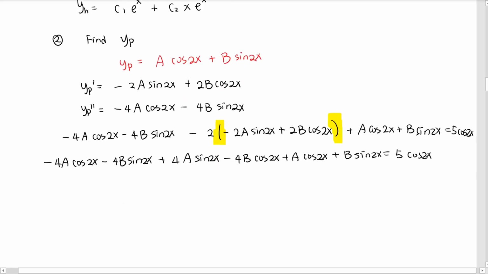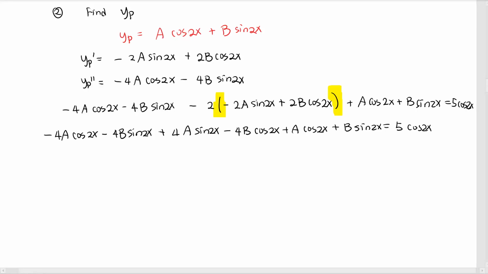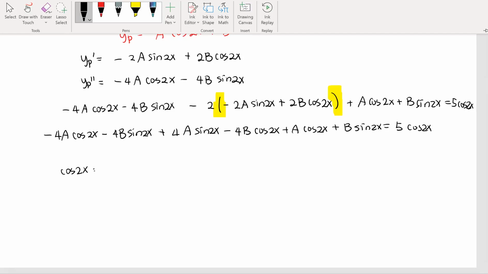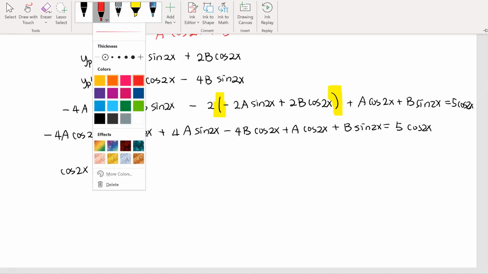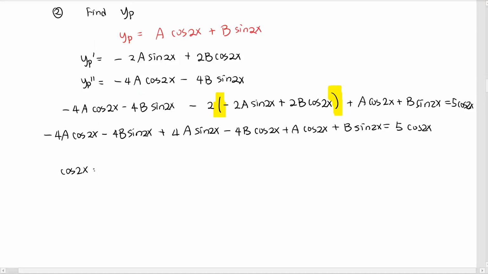Okay, so now let's compare the like terms. So let's look at the cosine 2x. What are the coefficients of cosine 2x? Well, we have minus 4a, right? Let me use a line to denote. And minus 4b, and the a, and on the right hand side, that's the 5, right? Okay, so let's simplify it. We get minus 3a minus 4b equals 5.